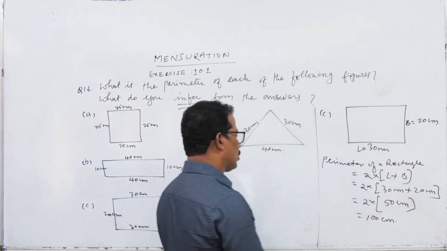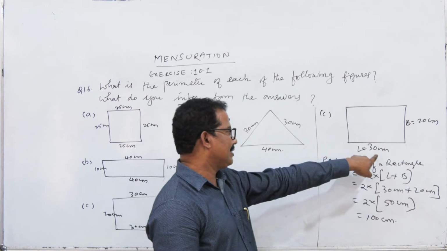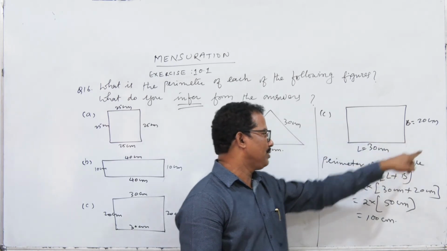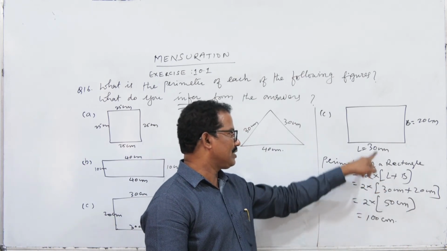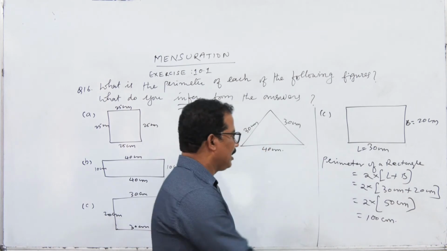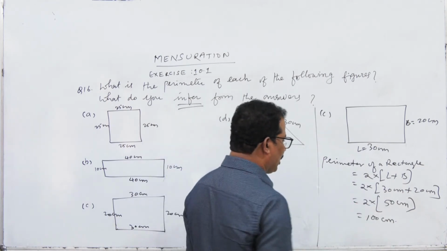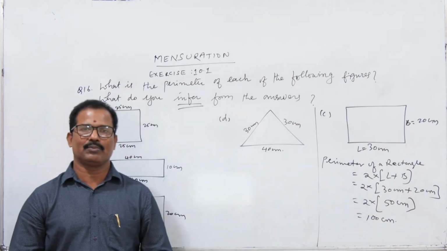So in this case also, we got the perimeter of this rectangle whose length is 30 centimeter, whose breadth is 20 centimeter, is equal to 2 into length plus breadth. That is 2 into, what is the length? 30. Then the breadth is 20. 30 plus 20 is 50. If you multiply 50 by 2, we got 100 centimeter. For C question also, the perimeter is 100 centimeter.